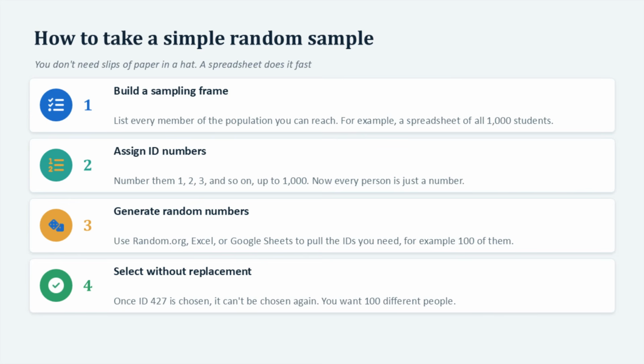Step 4, and this part matters. Select without replacement. That simply means once someone has been selected, they stay selected. So, if student number 427 gets selected, we don't want that same student showing up again later. If we need a sample of 100 students, we want 100 different students. Now let's look at a small example so you can see exactly how it works.